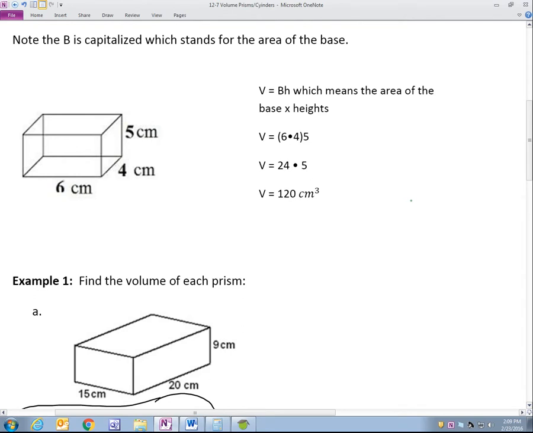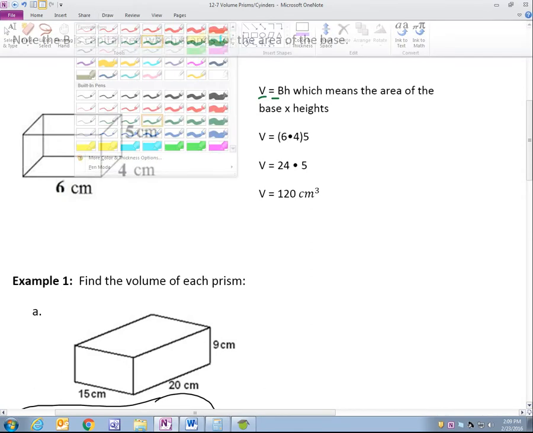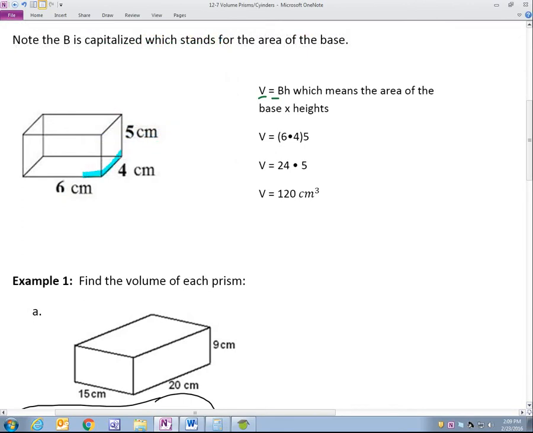So we have volume equals base times height, which means the area of the base times the height. So we have the first floor, which is the base. Then we have to multiply it by how many floors there are. So we have 6 times 4 because we have to find the area of the first floor.